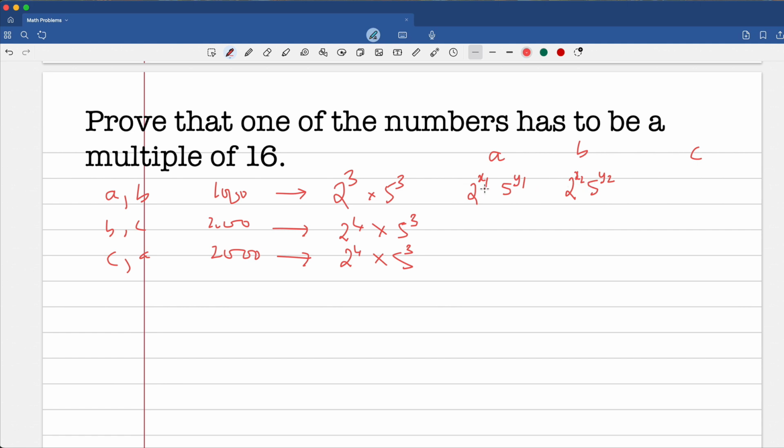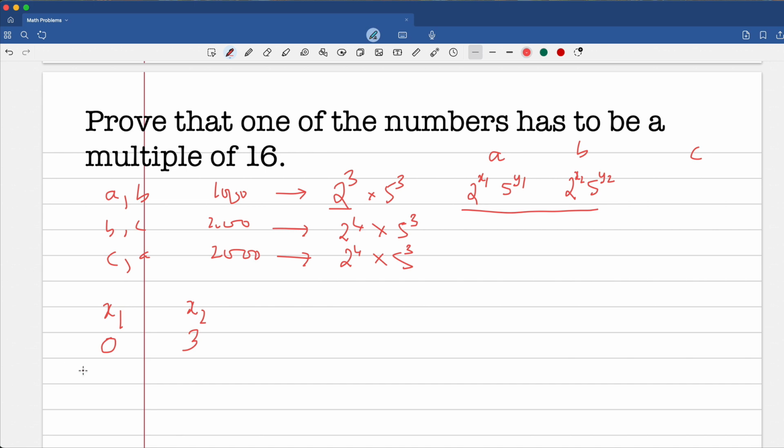What if x1 is 1? So let's think of all the possible ways, and you can think of this, right? We are focusing only on A, B, only on the first one. So let's think of all the possible values here, x1 and x2. So x1 could be 0, x2 has to be 3. Because otherwise, the LCM won't be 1000. Right? If, for example, x2 were 1, then the LCM would just be 2 times 5 cube. Right? Which means it's 250.